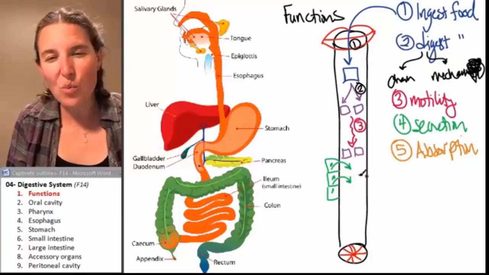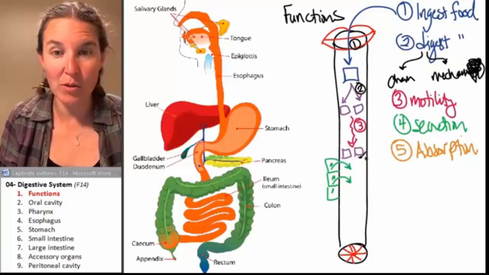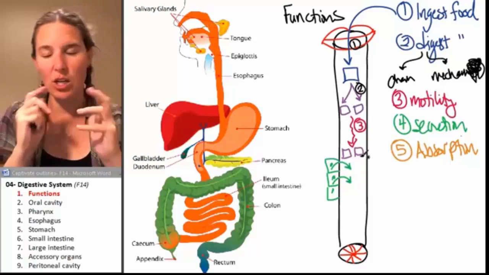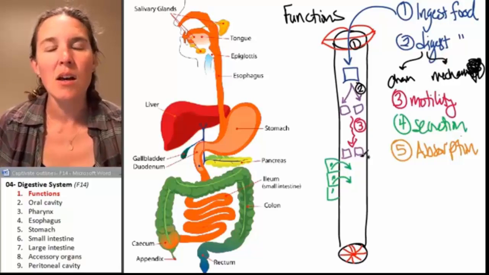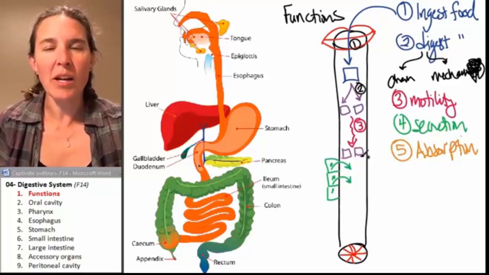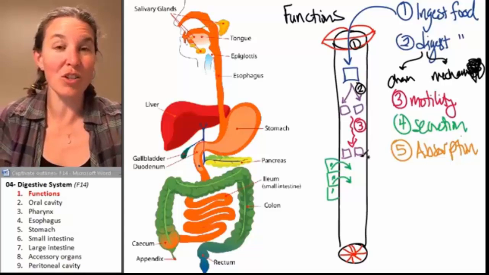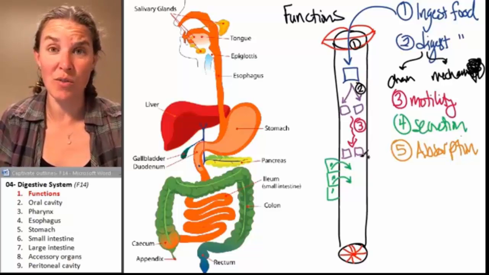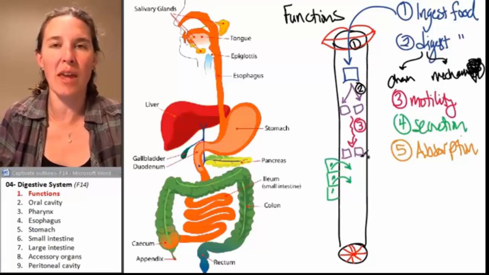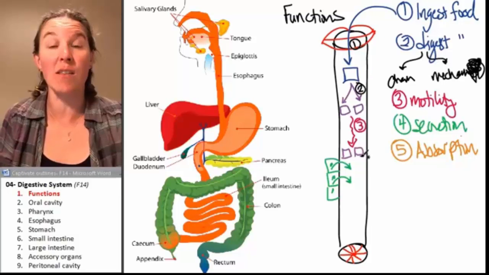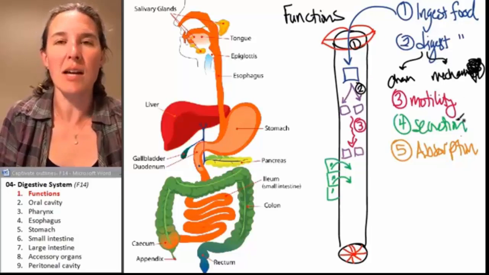So once you break down your food, it gets digested into smaller pieces. What is the point of breaking it into smaller pieces in the first place? Well, your cells actually cannot use the hamburger directly. Your cells have to use the molecules in the hamburger. They can't make energy that you can use out of an entire hamburger.